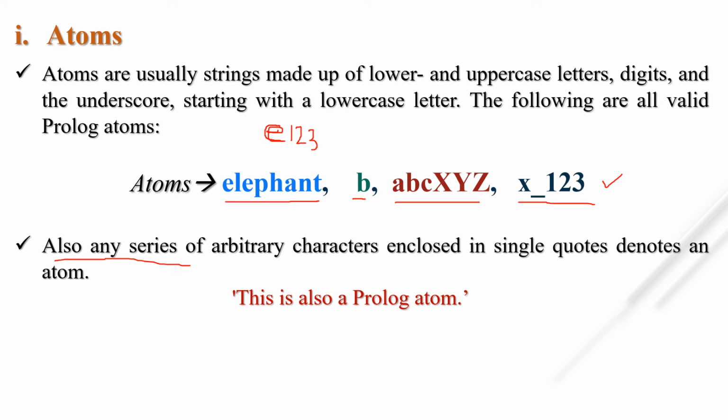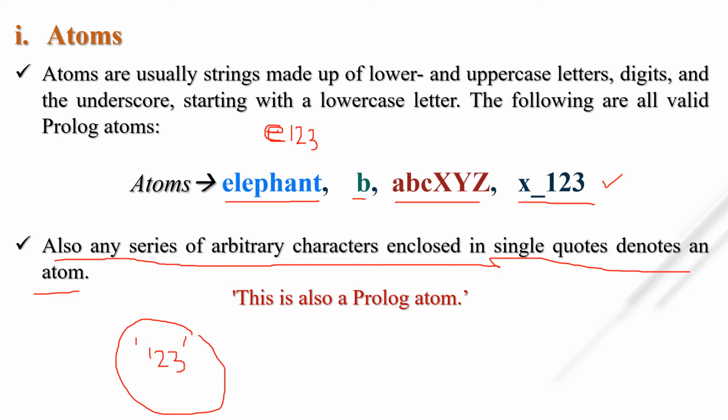Also, any series of arbitrary characters enclosed in single quotes denotes an atom. So if I write '123' in single quotes, then it also denotes an atom because it is enclosed in single quotation marks. If I want to make a long string as an atom, then I have to enclose it in single quotation marks.